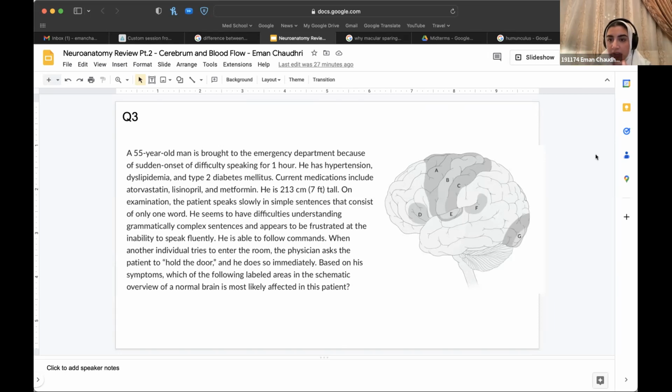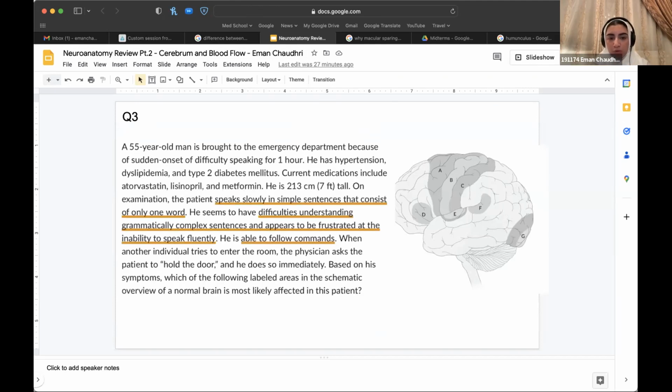D, Broca's area. Okay, Nasa says D. Sada, do you have another idea or another opinion? Do you think he's wrong? Broca. Okay, so let's look at it. So these are the important points to focus on. So difficult, speak slowly, simple sentences, one word, difficulty understanding grammatically complex sentences, frustrated that he is unable to speak fluently. So this is, like you guys said, correctly, good job, D, Broca's area.